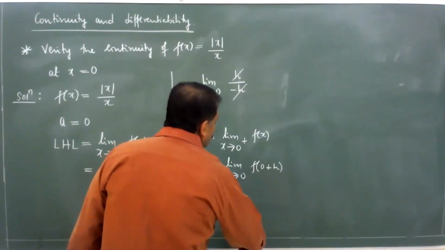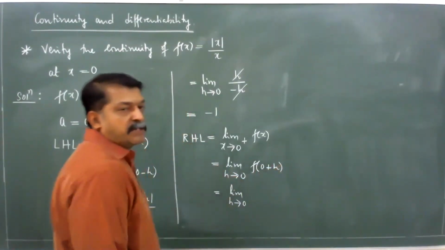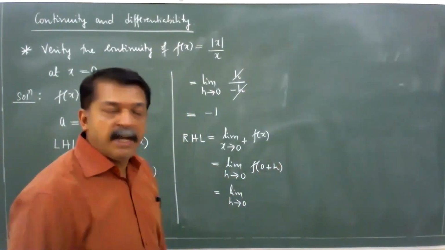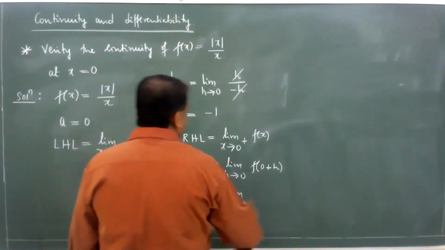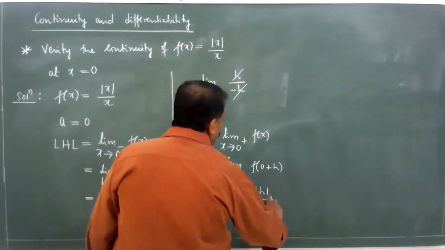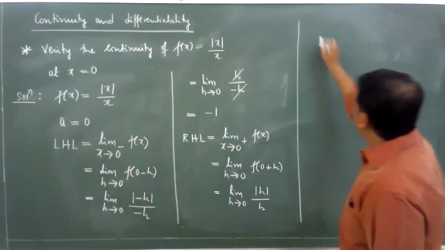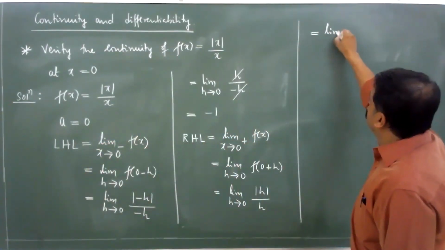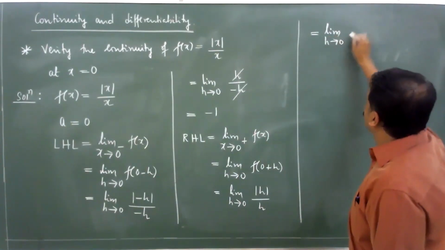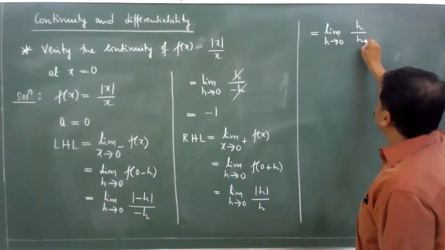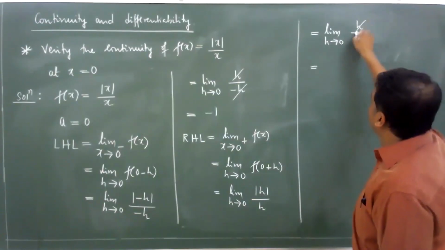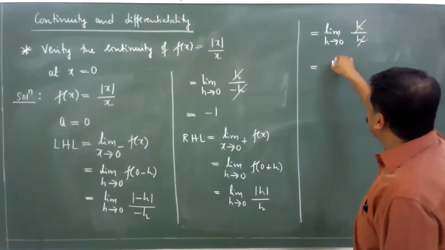Limit h tends to 0. What is f of 0 plus h? 0 plus h is nothing but h. What is f of h? According to the given function, modulus of h divided by h. Since h is positive, modulus of h is h, divided by h. H cancels. You get 1.